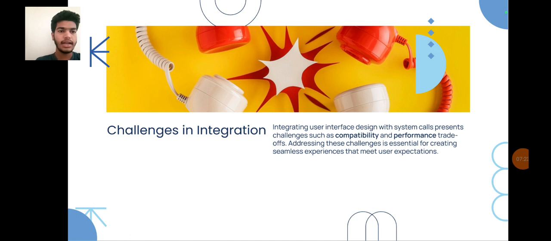Challenges in integration. Integrating user interface design with system calls presents challenges such as compatibility and performance trade-offs. Addressing these challenges is essential for creating seamless experiences that meet user expectations.